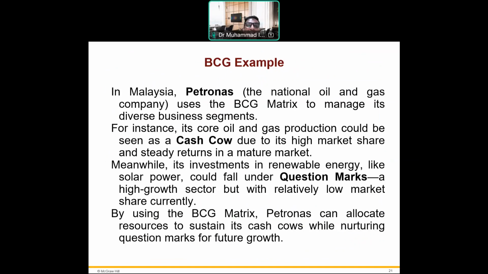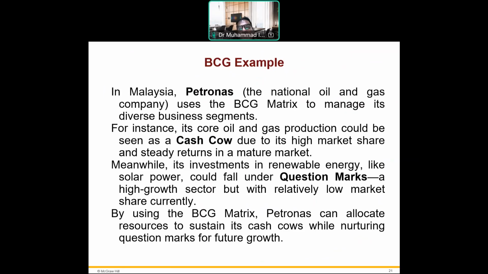The BCG example in the Malaysian context: Petronas, the national oil and gas company, uses the BCG matrix to manage its diverse, multiple business segments. For instance, its crude oil and gas production could be seen as a cash cow. No stars, no growth yet, but it's okay. They have enough market share, and they are just utilizing that market share, given its high market share and steady returns in a mature market.